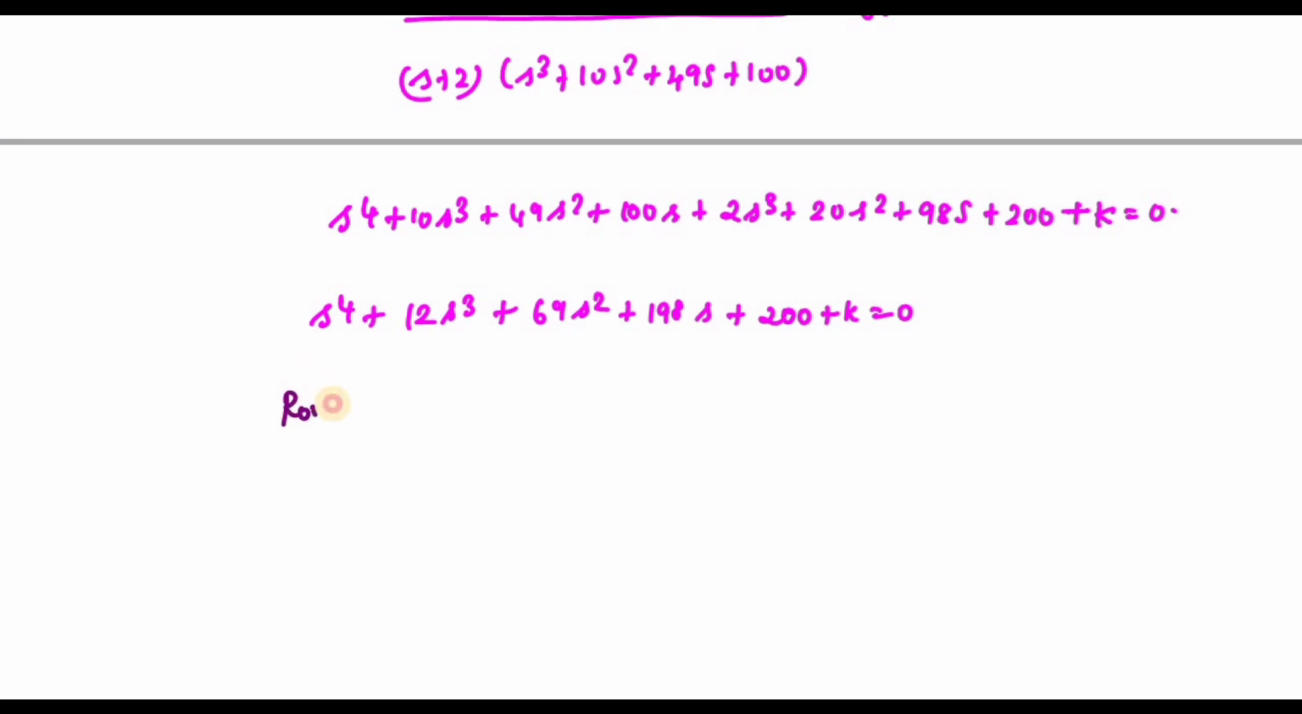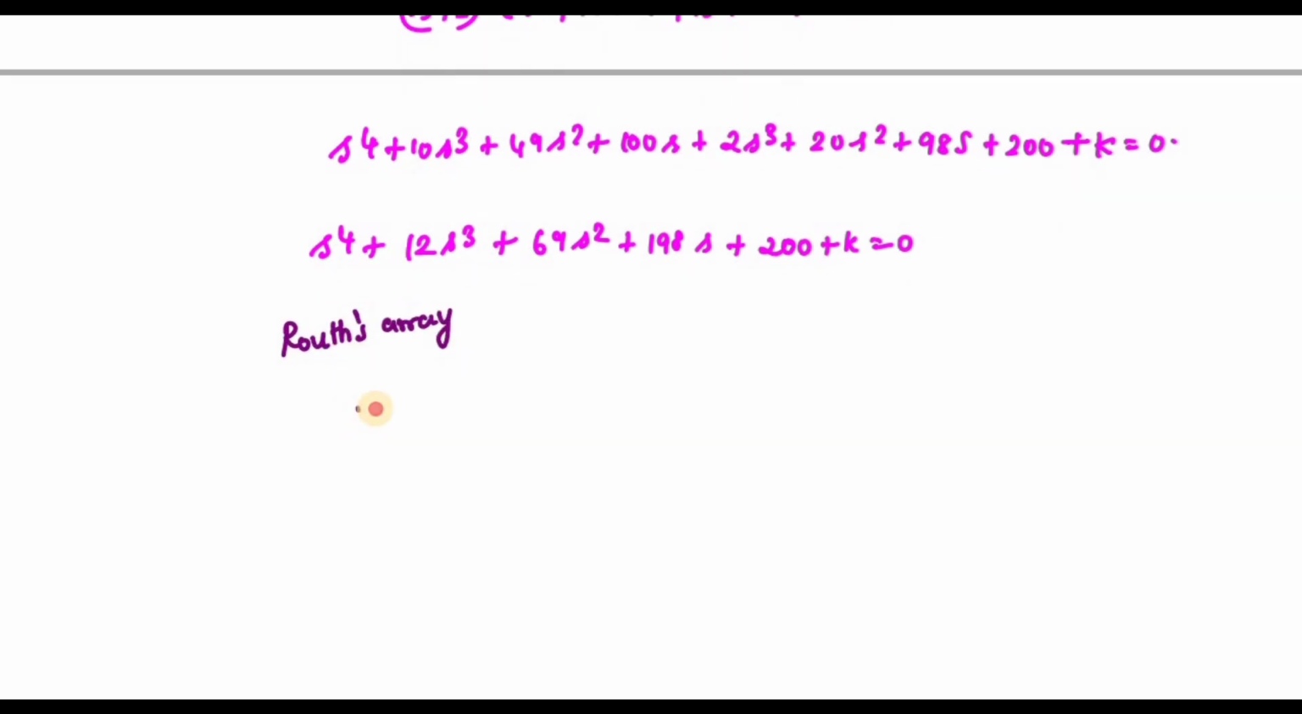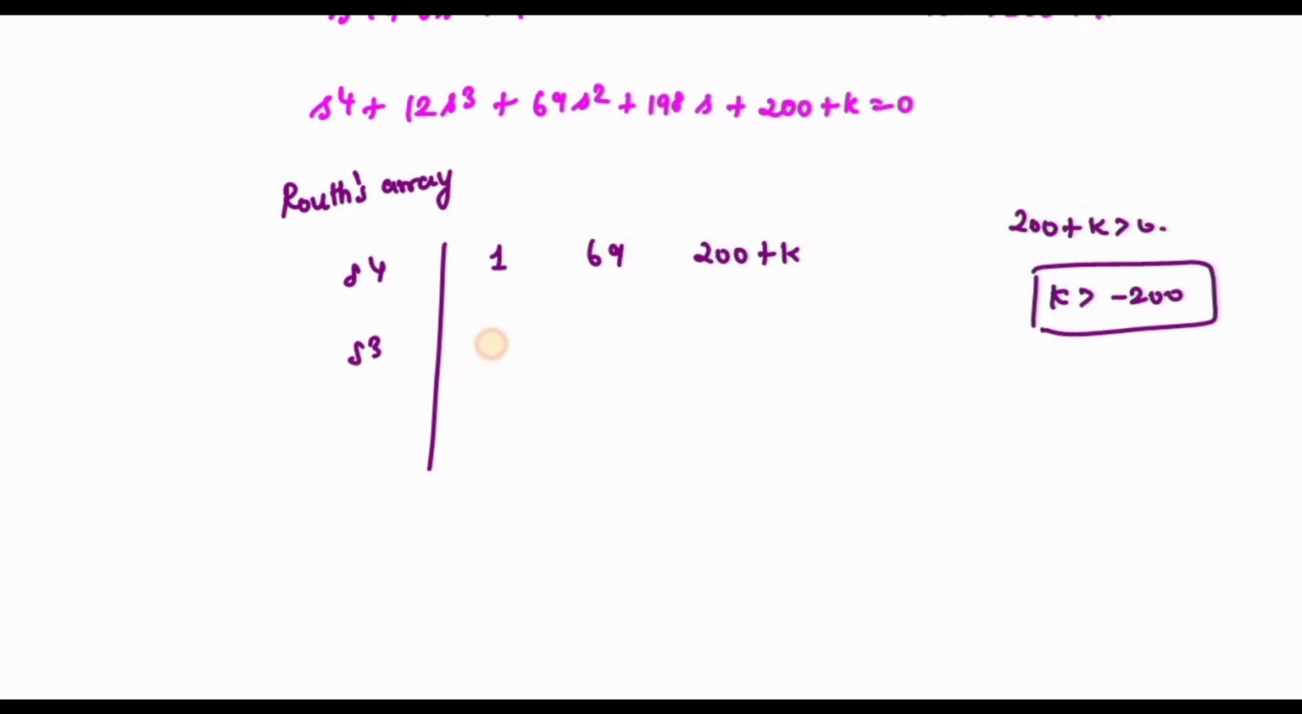So now I'm going to form the Routh's array. First, take s power 4. The coefficient is 1. Then the s square coefficient is 69. Then the constant term is 200 plus K. Here you should not write 200 plus K greater than or equal to 0 in the array, okay, that will be a wrong value.